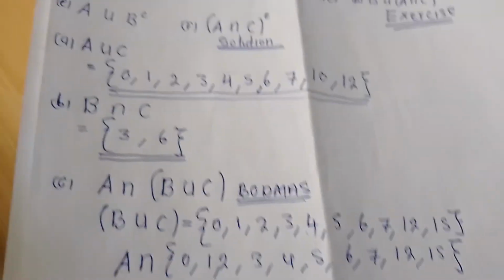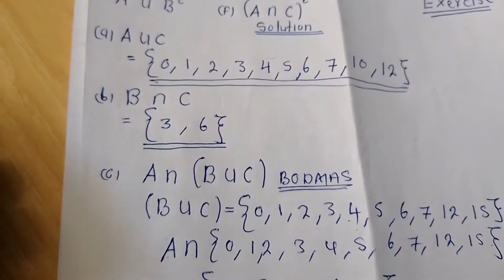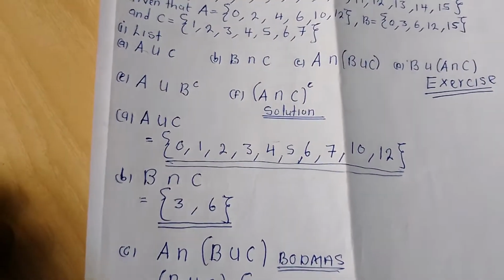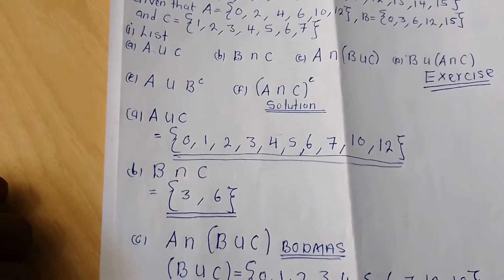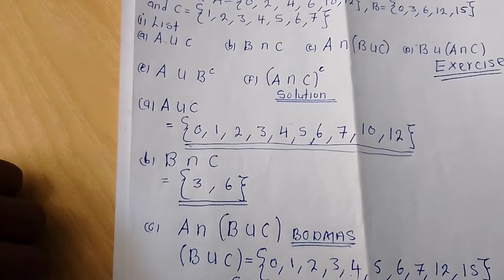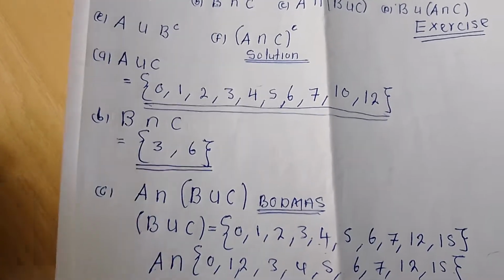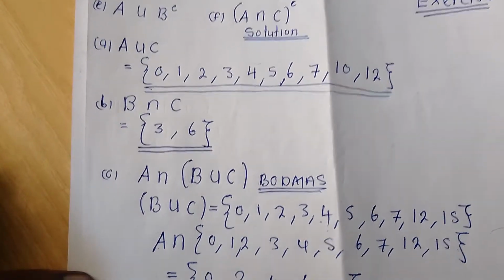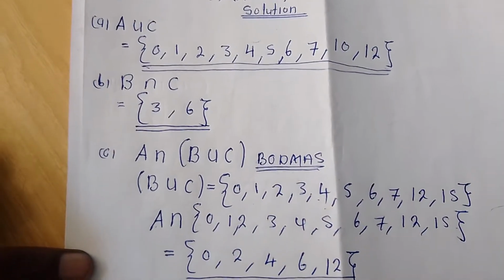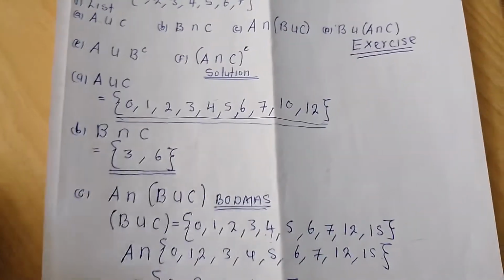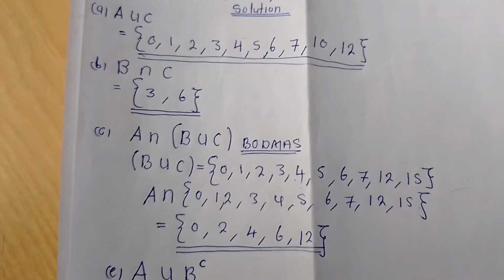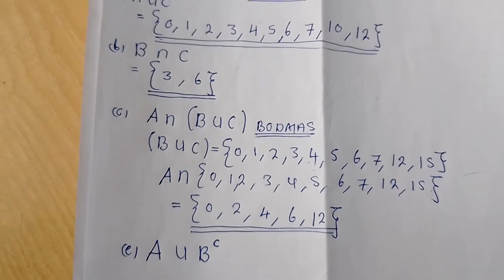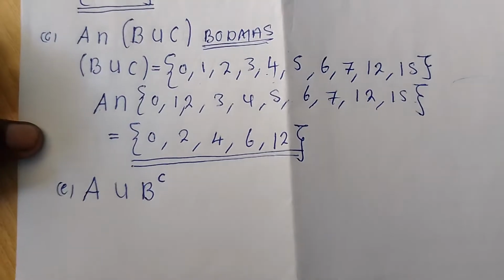Now, for E, they are saying A union B complement. What they are simply saying here is that they want you to list the elements which are found in A but may not be found in B. Hope you get the concept clear.